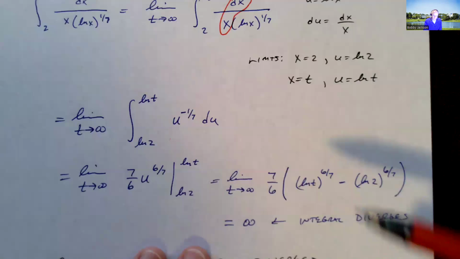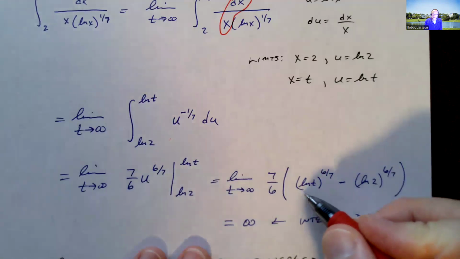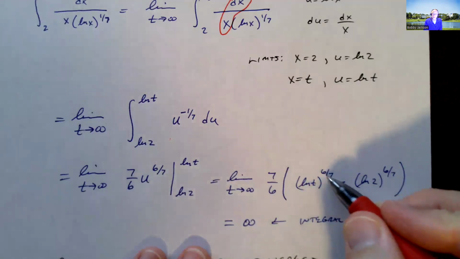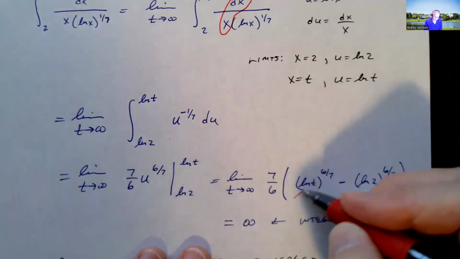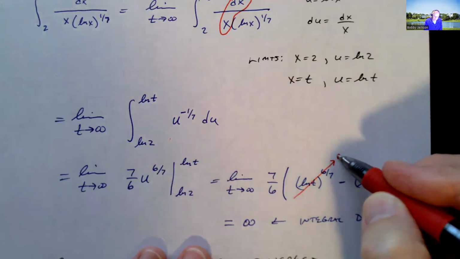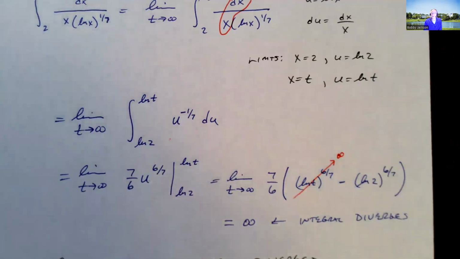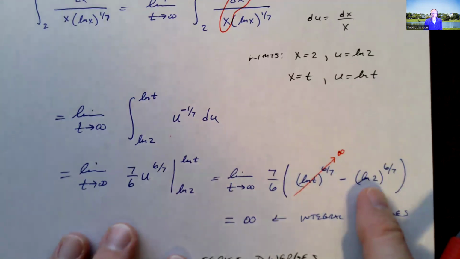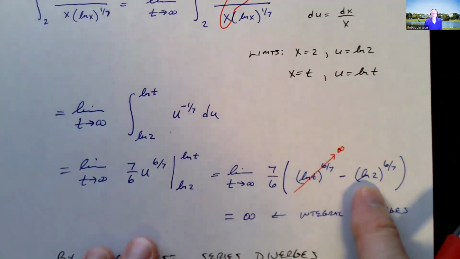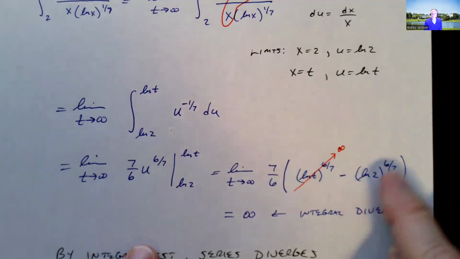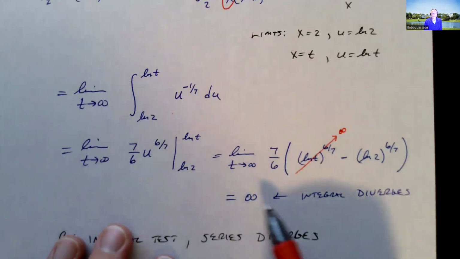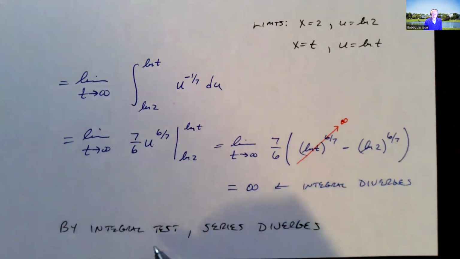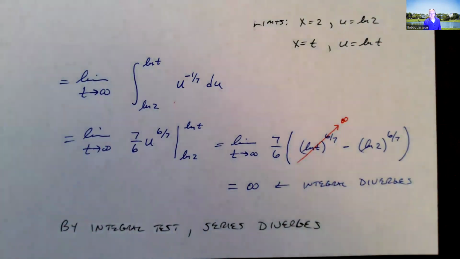However, as t goes to infinity, the natural log of t raised to a positive power here, 6/7, is going to go to infinity, right? The limit as t goes to infinity of natural log of t is infinity. And so that's going to infinity minus some finite value. You could compute this with your calculator, the natural log of 2 raised to the 6/7 power. But the bottom line is this integral diverges, and therefore by the integral test, our series diverges.